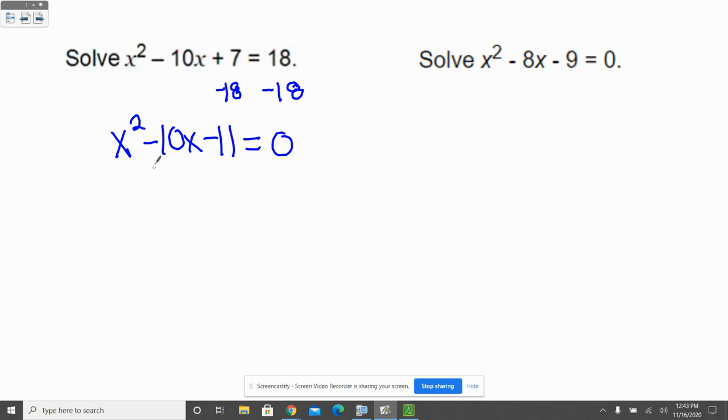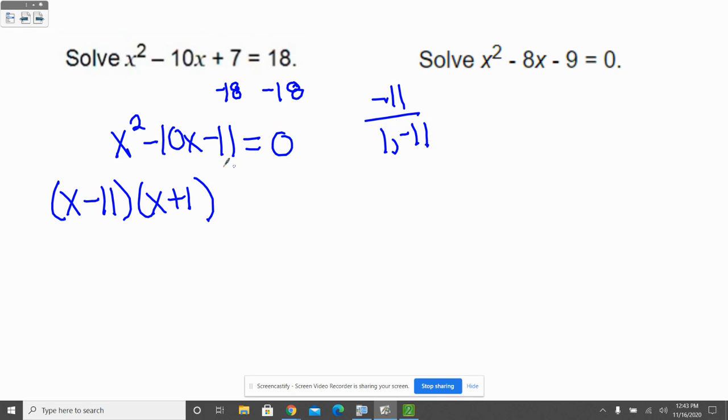Does this factor? The answer is actually yes. So you totally could factor this, and you should. If you can see that it factors, factor it. It's x minus 11, x plus 1. If you make your list for negative 11, 1 and negative 11 gives me negative 10. So if that equals 0, then I can solve it very quickly, and x equals 11 and x equals negative 1. If you can see it factors, you should factor.